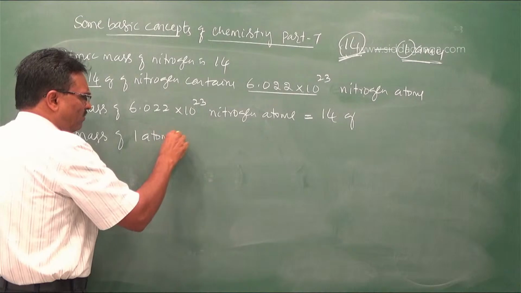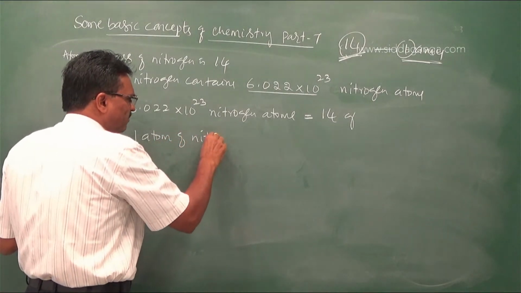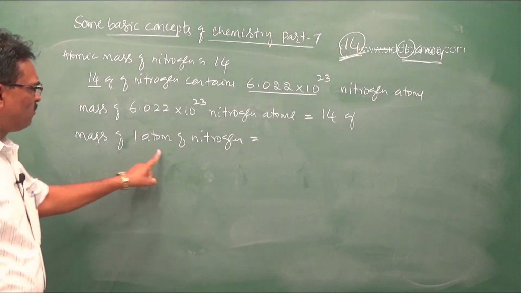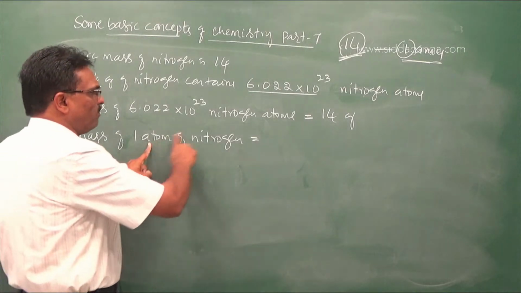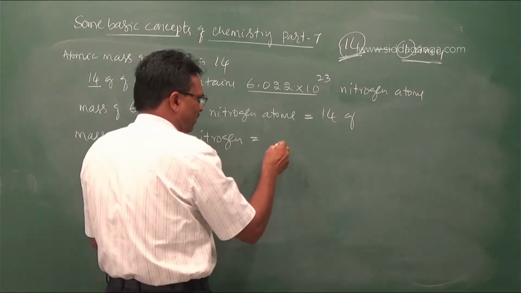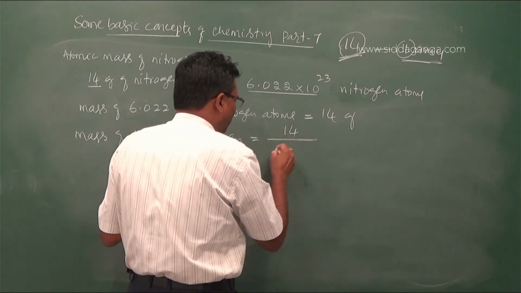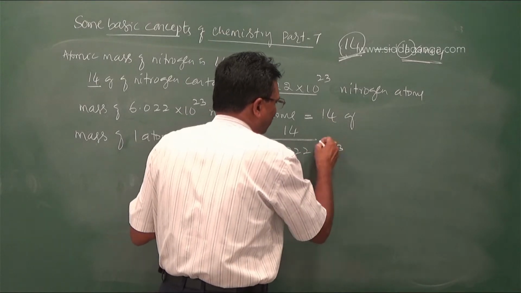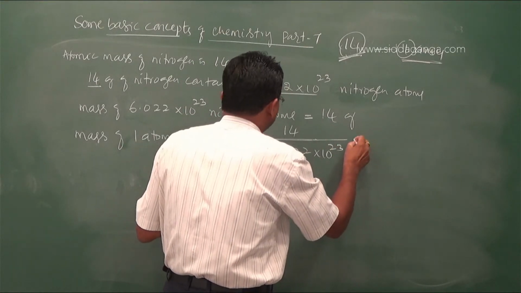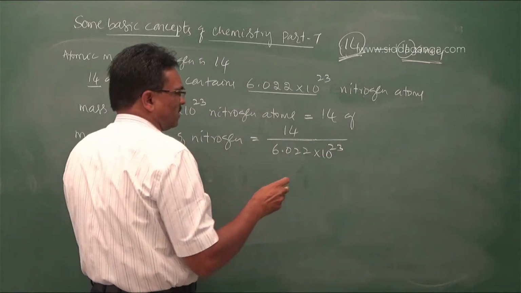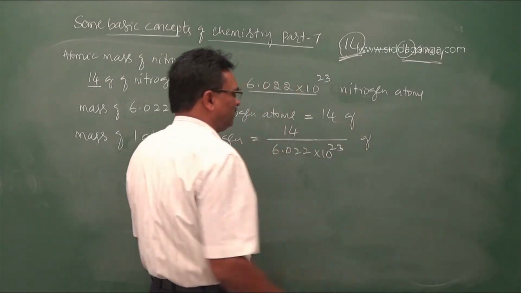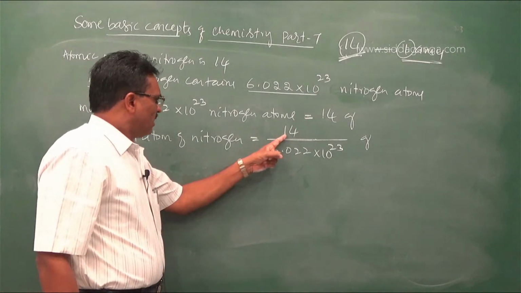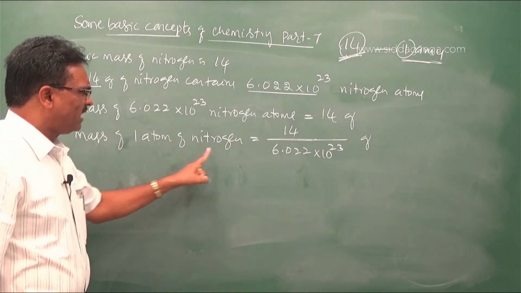one atom of nitrogen is equal to 14 divided by Avogadro number. So 14 divided by 6.022 into 10 to the power of 23 atoms, in terms of gram. Clear? Then, this is the mass of one atom of nitrogen.